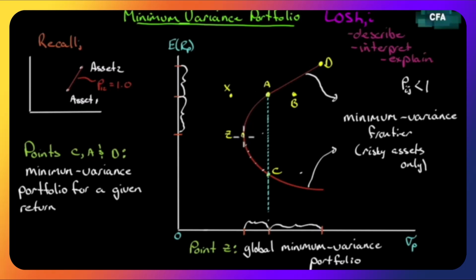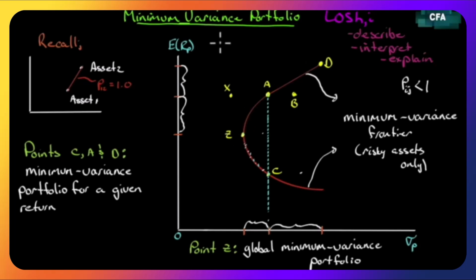Well, you can make that same argument for every point along here up to the global minimum variance portfolio. After that, you cannot do better. So any point below the global minimum is inefficient. This is just a minimum variance frontier. Anything under here is inefficient, which means everything above, from point Z to point D, is efficient.